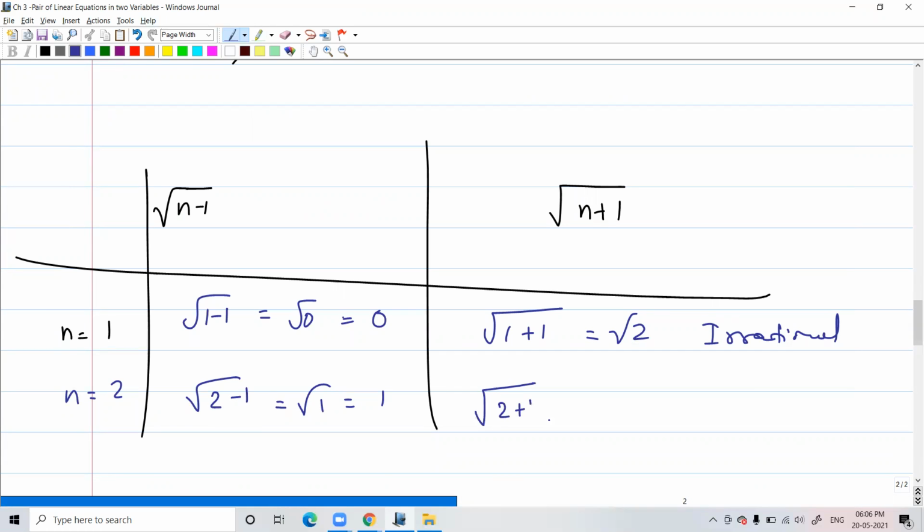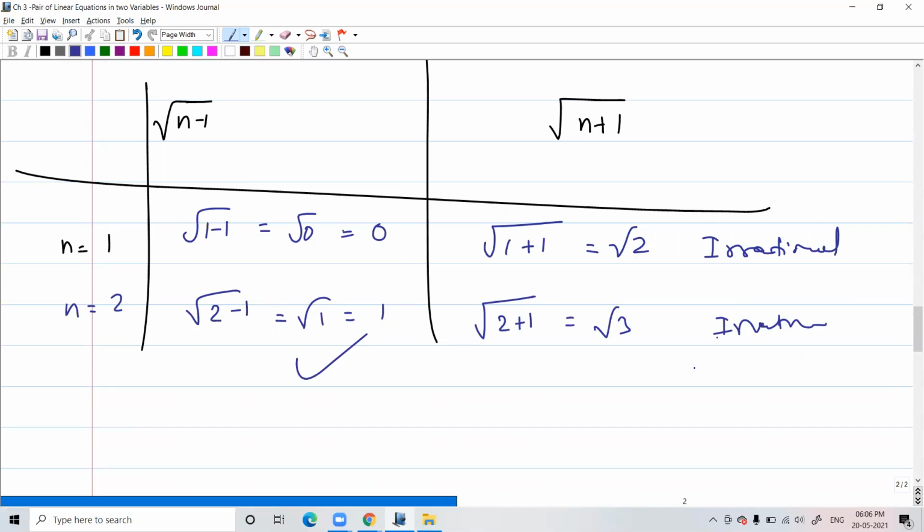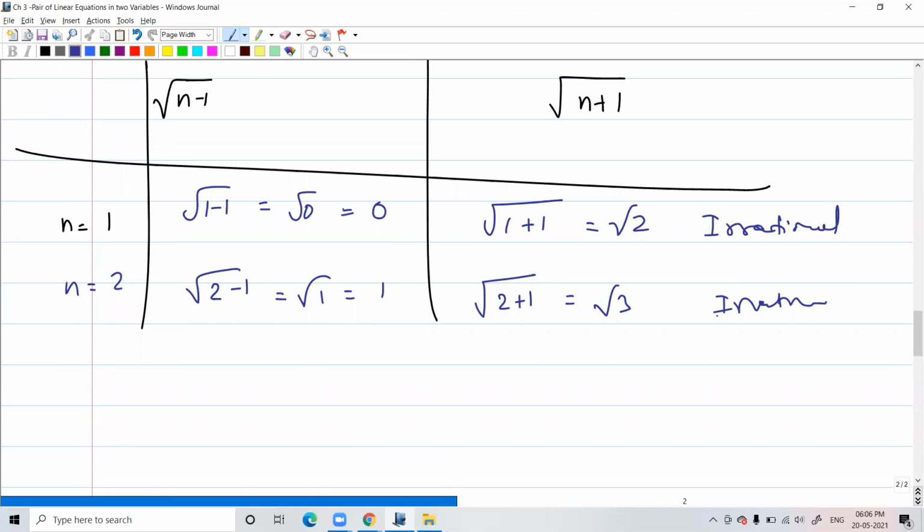So this is 2 plus 1. So this becomes root 3. So you can see this is rational, but this is irrational again. You see, with n equal to 3, it will become 3 minus 1. So this becomes root 2. This time this one has become irrational.